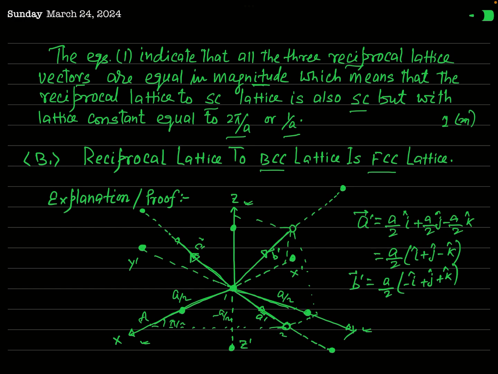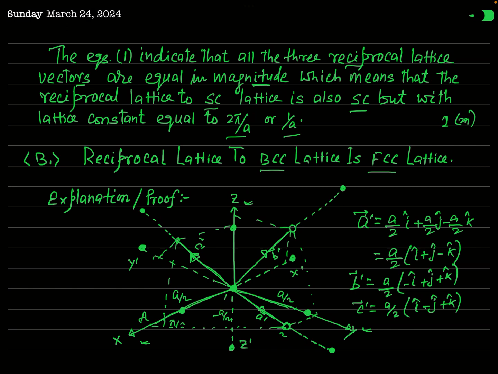Now see, what will be the projections of this third primitive translation vector C dashed? Actually, its projection on z axis will be positive because it is in positive z direction, and also on this x axis it is positive, but its projection on y direction is in the negative y direction, so that will be negative. So you can see this C dashed will be given by A over 2 (i - j + k). So these are the primitive translation vectors of the BCC lattice.